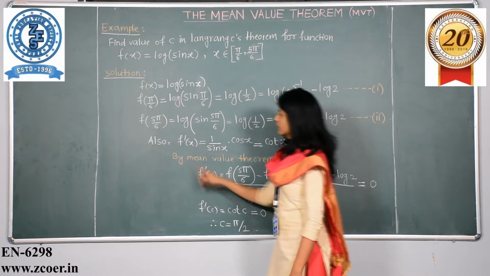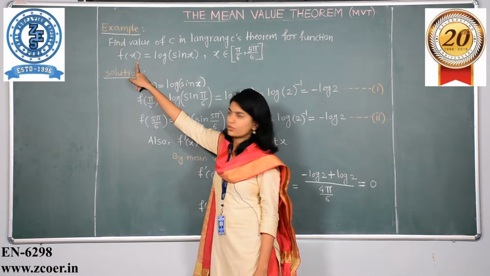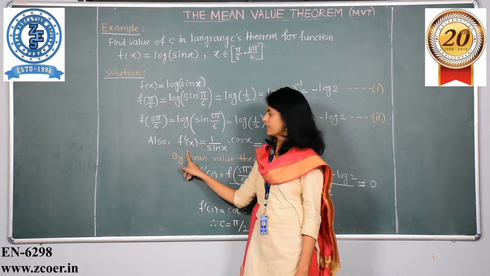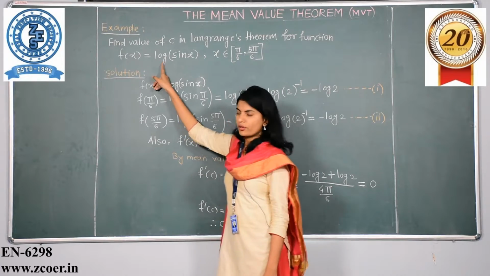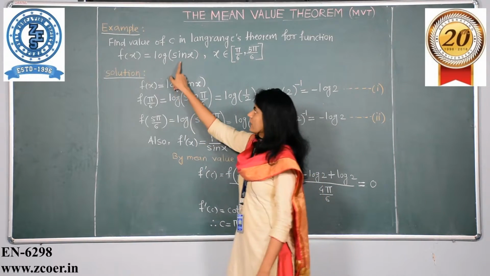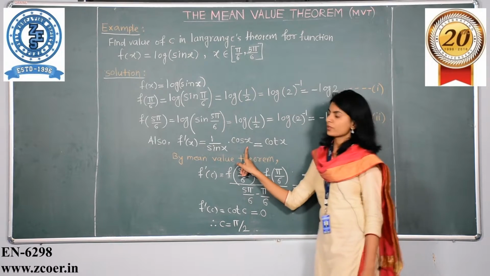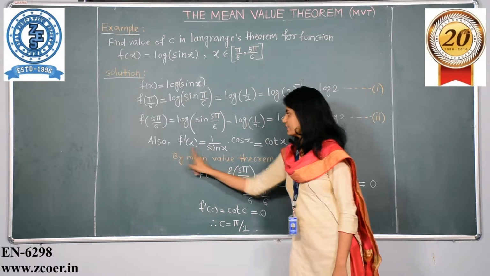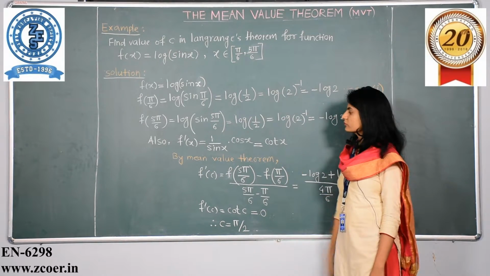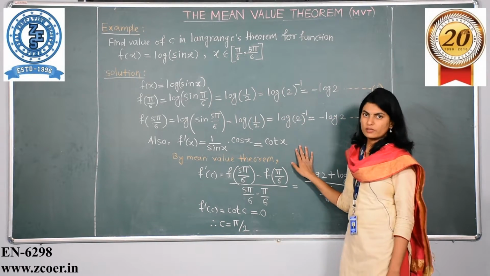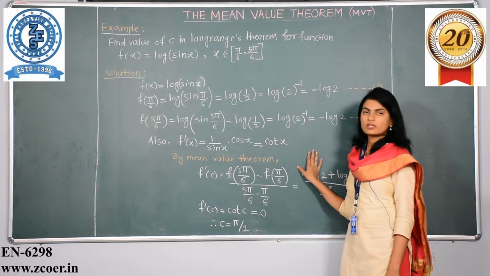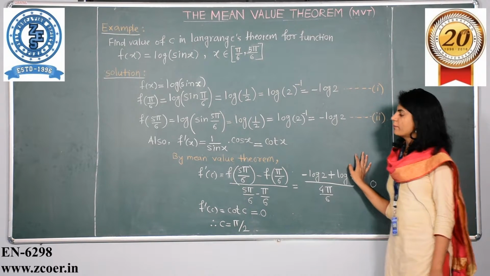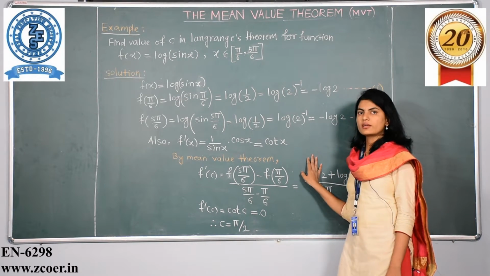Now let us calculate the first derivative of the given equation. The first derivative of f(x) is f'(x), which is equal to the derivative of log, 1 by sin x, times the derivative of sin x, which is cos x. Therefore cos x by sin x is cot x, so f'(x) becomes cot x. Now by the mean value theorem, which we have learned earlier, f'(c) is equal to (f(b) minus f(a)) divided by b minus a.